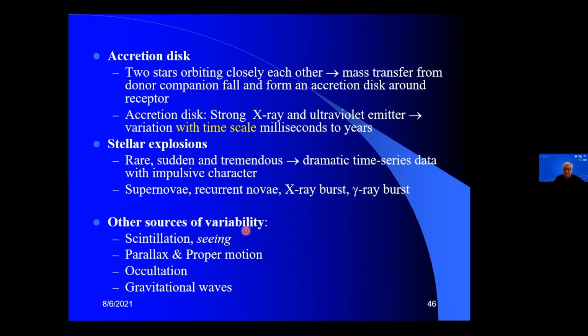Accretion disk is a very fancy topic. Two stars orbit closely to each other, and mass is transferred from the donor to an accretion disk around the receptor. And the accretion disk itself is a variable object. It has strong X-ray and ultraviolet emission, varying with time scales from milliseconds to years. So this is also a subject of time series analysis.